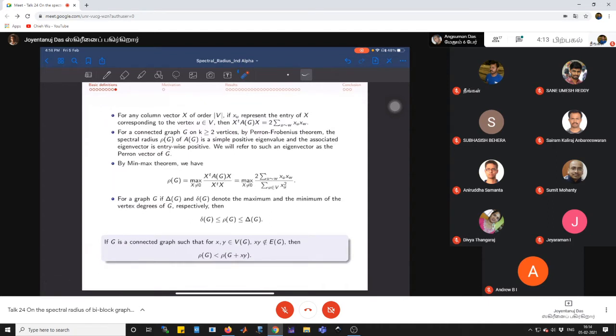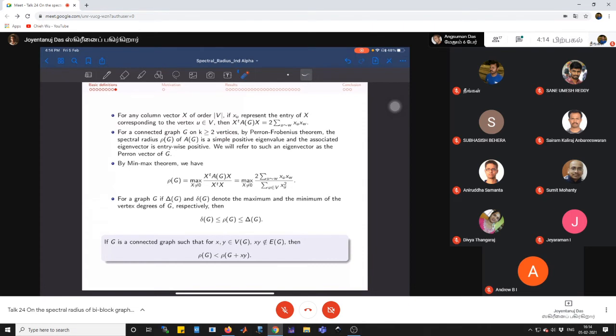Now, some results from matrix and graph theory. For any column vector X, whose order is the size of the vertex set, if X_u represents the entry of X corresponding to the vertex u, then we get this result from the adjacency matrix: X transpose A(G) X is equal to 2 times the summation of X_u X_v over all edges uv, where u is adjacent to v.